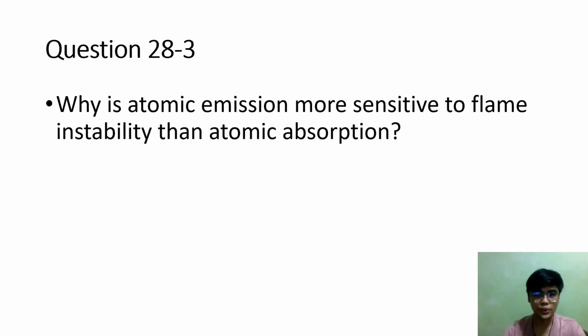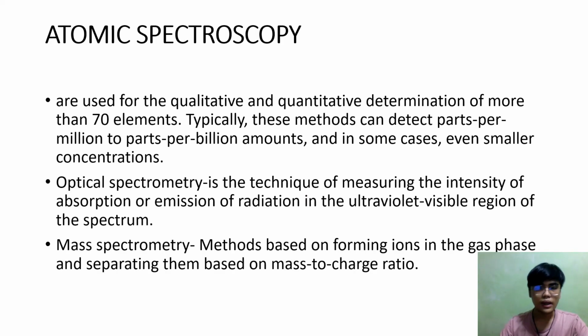In question 28-3, why is atomic emission more sensitive to flame instability than atomic absorption? Atomic spectroscopy is used for the qualitative and quantitative determination of more than 70 elements. Typically, these methods can detect parts per million to parts per billion amounts, and in some cases, even smaller concentrations.